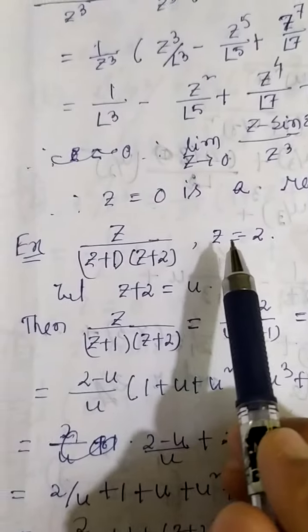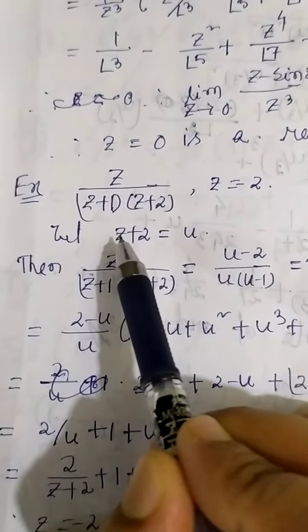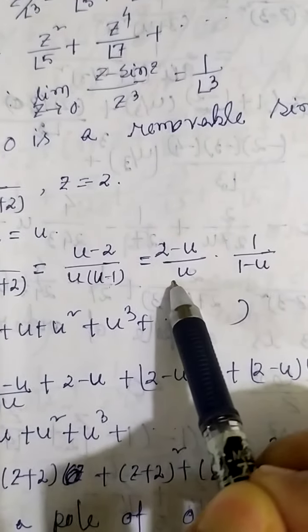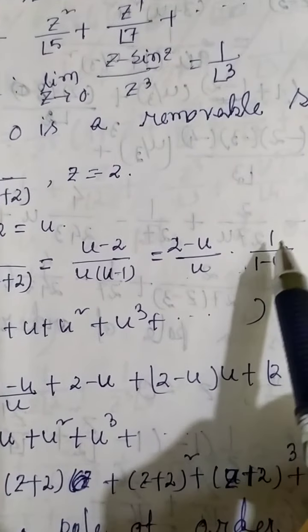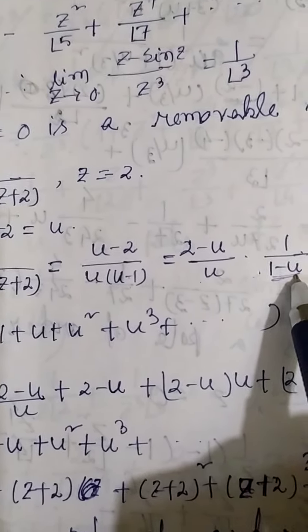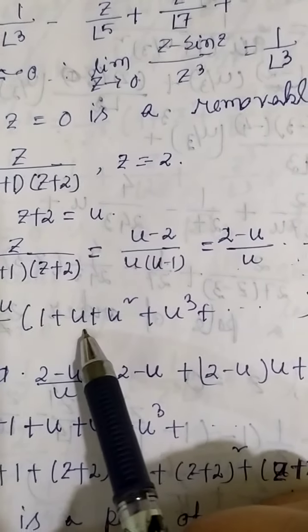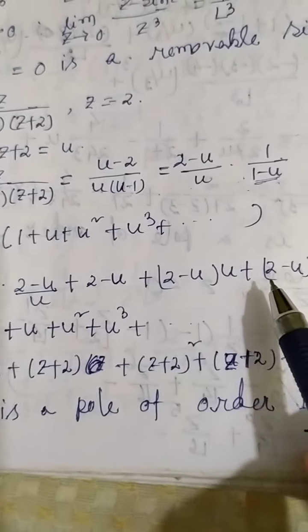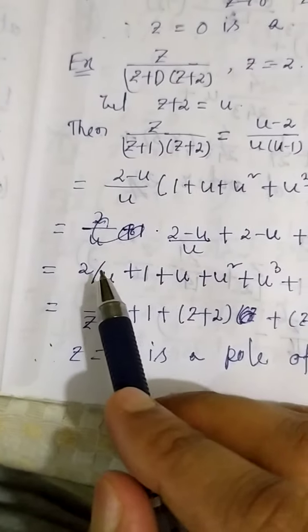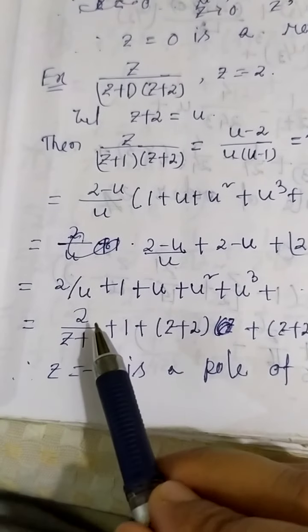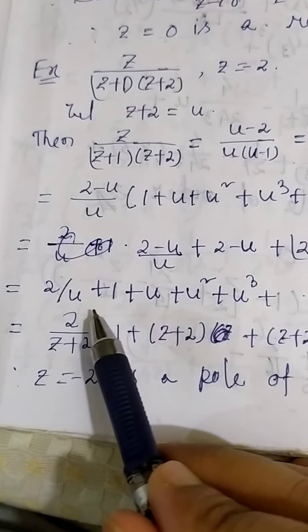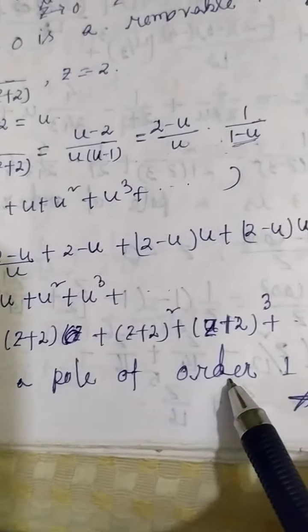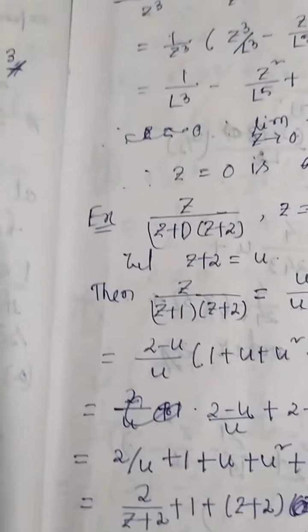So next one says z equal to minus 1, we have to check. Just substitute z plus 2 equal to u. After a little bit of calculation, we have this 1 minus u, because we know this expansion, 1 by 1 minus u, is nothing but 1 plus u square and so on. Multiplying this, we have this. So you can observe again the principal part contains only one term. This is the principal part. So z equal to minus 1 is a pole of order 1.